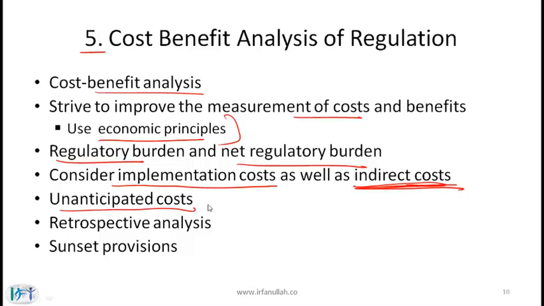Unanticipated costs means the costs that, as the term implies, go beyond what was anticipated. So for example, if a regulation is being enacted and the expectation is that X number of additional lawyers will be needed, but it turns out that once the law is enacted, we really have 10x lawyers who are needed, then that extra 9x would be unanticipated costs.